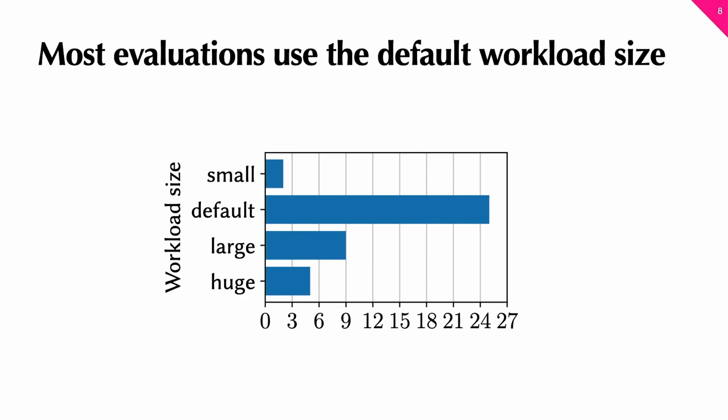But what do people use? Well, people predominantly use the default workload sizes. That's the one that's dominating this space. Sometimes we see, for example, someone use small because they want to run stuff in a simulator, and that's possibly good for making the simulator run faster.